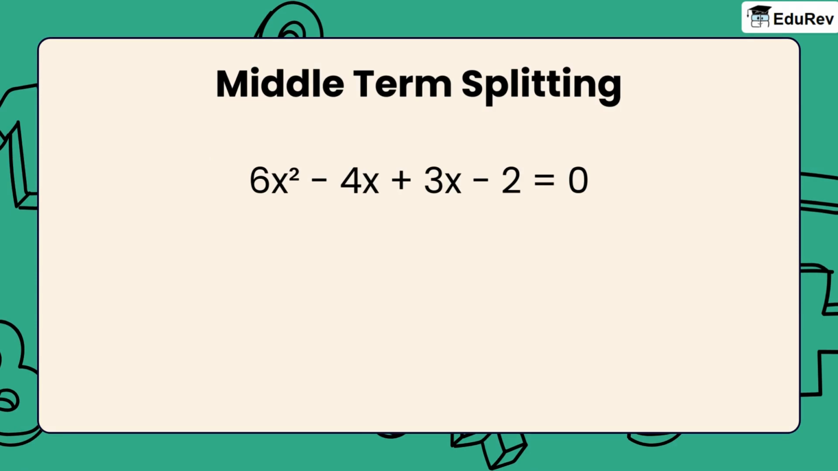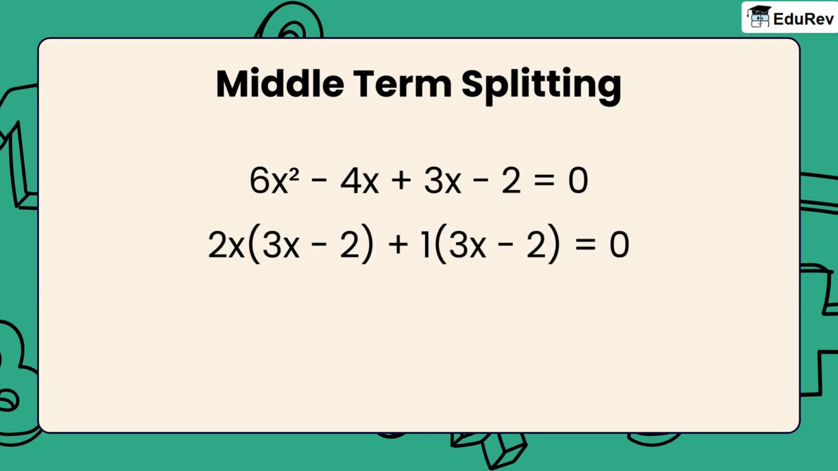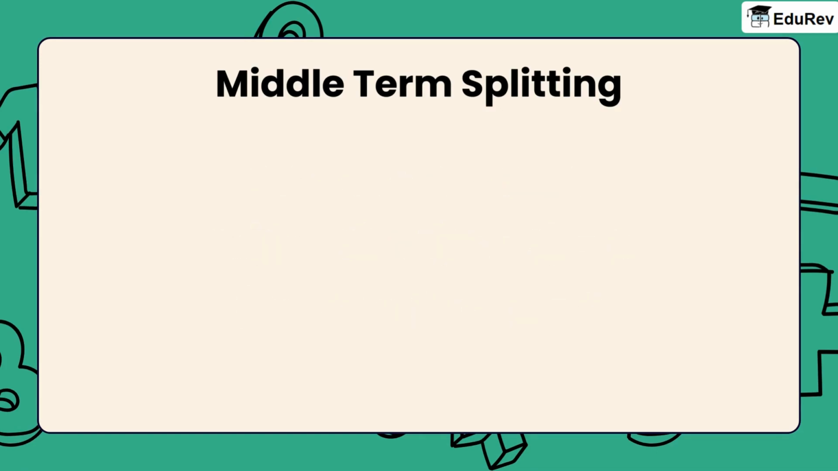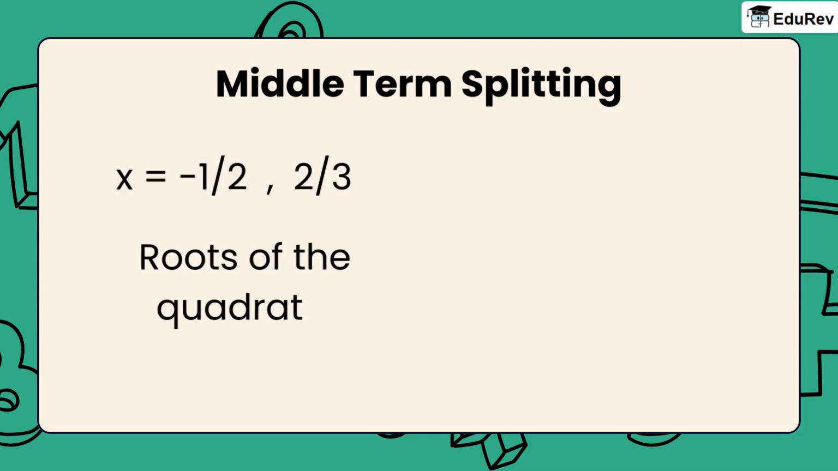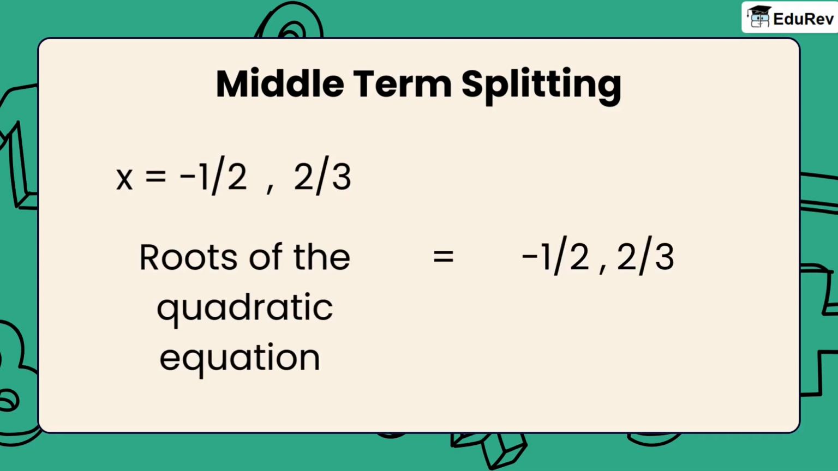Next step is to take out common numbers. So, we take out 2x common from the first two terms and 1 from the last two terms. We get 2x into 3x minus 2 plus 1 into 3x minus 2. Again, we see 3x minus 2 to be common. We take that also out and get 3x minus 2 multiplied by 2x plus 1. So, we get two values of x by solving 3x minus 2 and 2x plus 1, which are minus 1 by 2 and 2 by 3. Hence, the roots of the quadratic equation are minus 1 by 2 and 2 by 3.